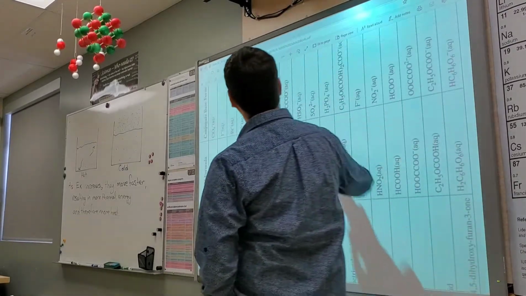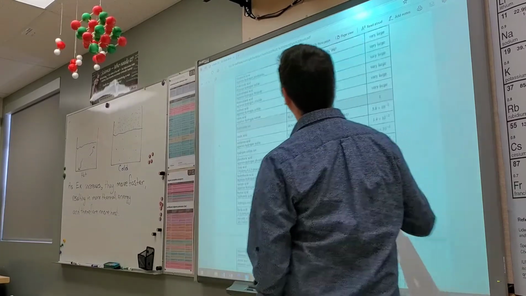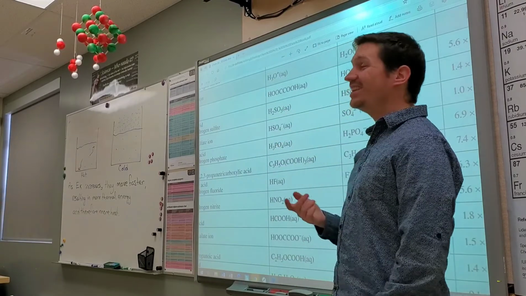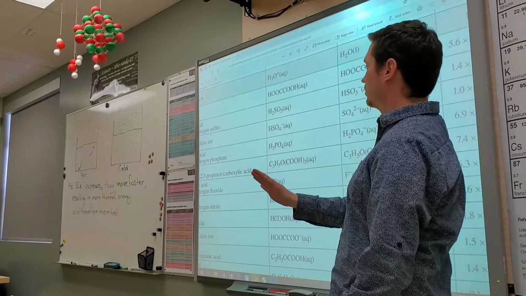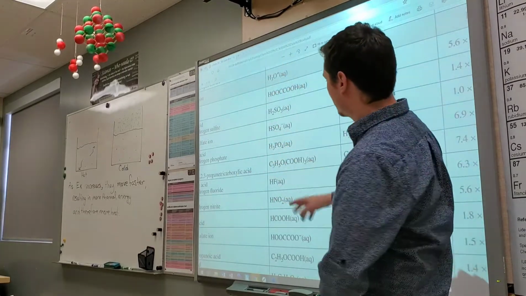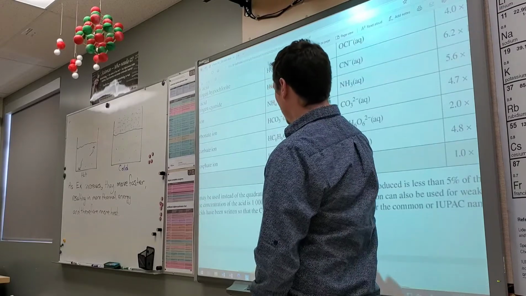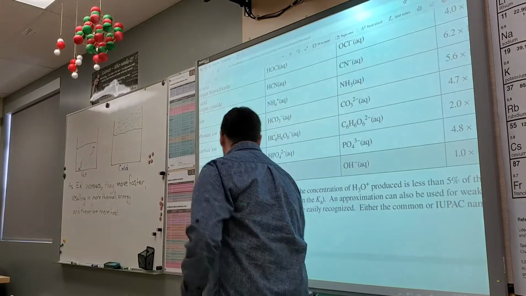So let's take a look at our data booklet and try to find the strongest acid and the strongest base. When I look through my acids, I only listed 1 acid. So nothing, water. Would you agree water's our strongest acid here? Okay, perfect.